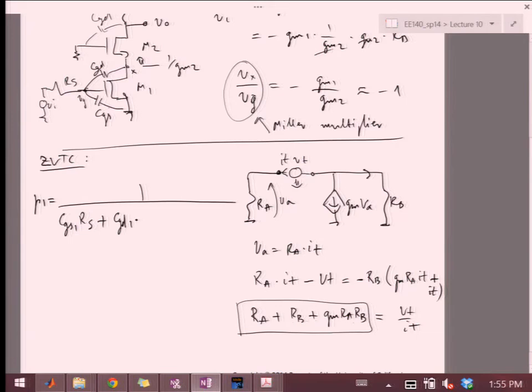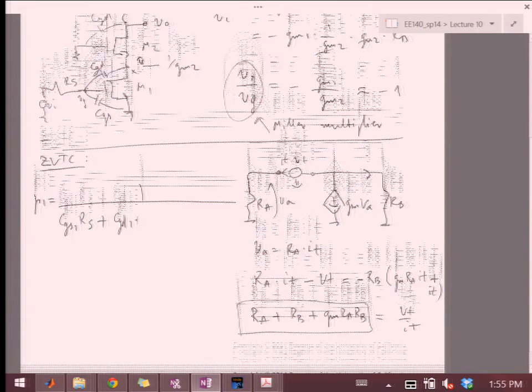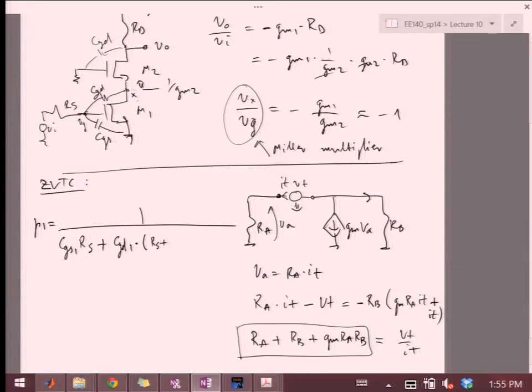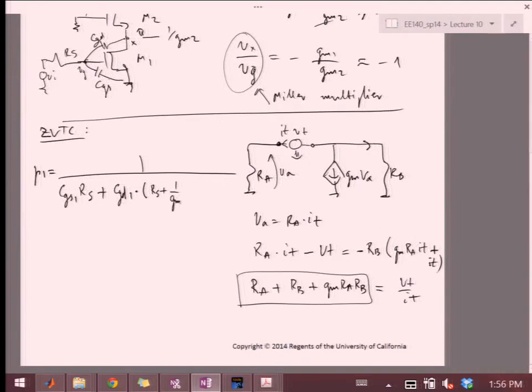And then we said it's seeing some combo like this. So that combo is going to be RS plus RB, which is really whatever we see on this side over here. And if we forget R naught, what do we see on Vx? 1 over GM2, right? That's right. And then, because there's this multiplier, we see GM1 over GM2 times RS. Right, that's this combo over here.